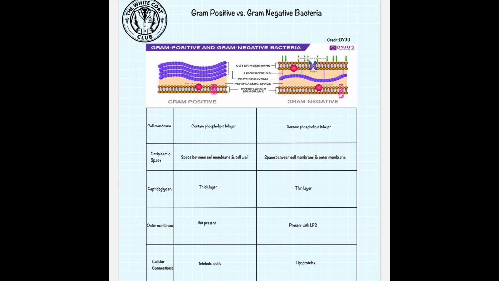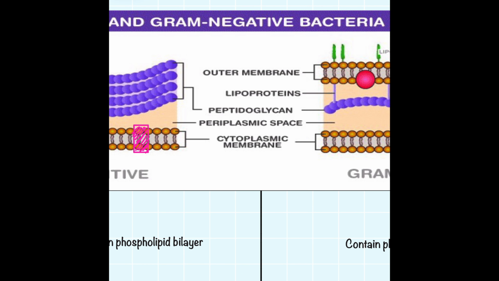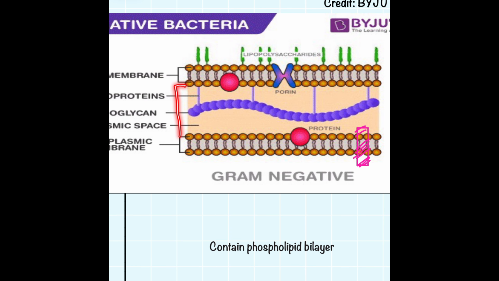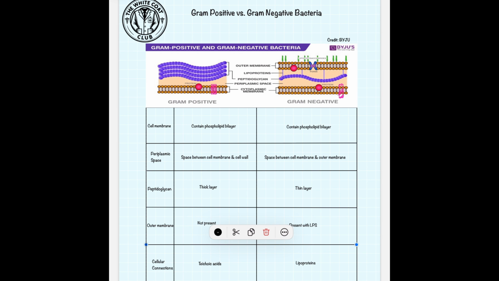Moving on, we're going to be talking about the periplasmic space. What this space represents for gram-positives is the space between the peptidoglycan cell wall and the cell membrane. And in gram-negatives, it's the space between the outer membrane and the cell membrane. This region actually has specific transport proteins or enzymes that allow the cell to take in certain nutrients. And the next thing that we're going to talk about is the peptidoglycan cell wall.